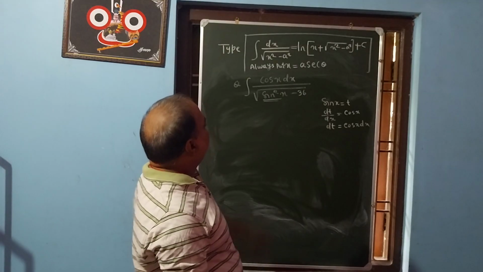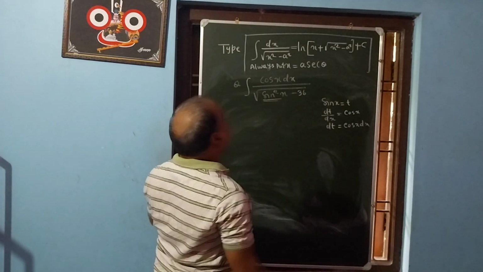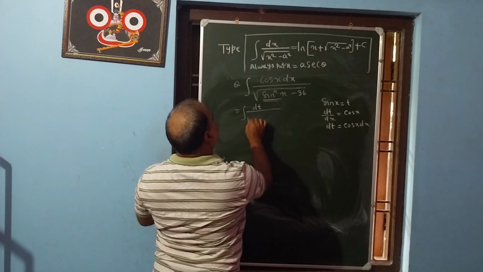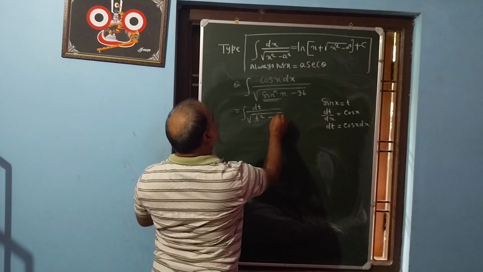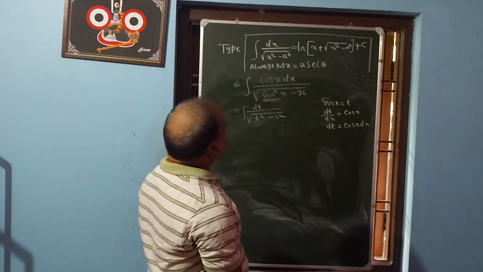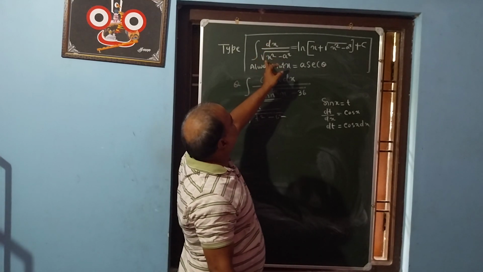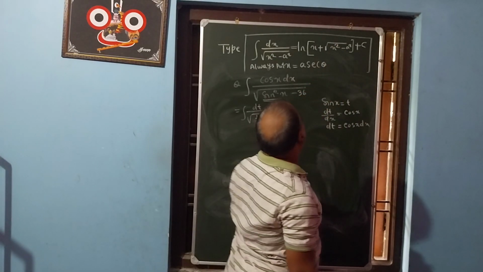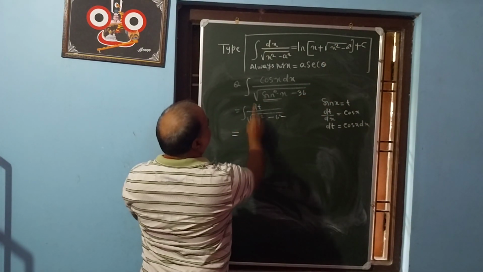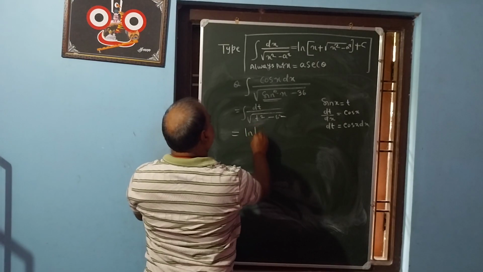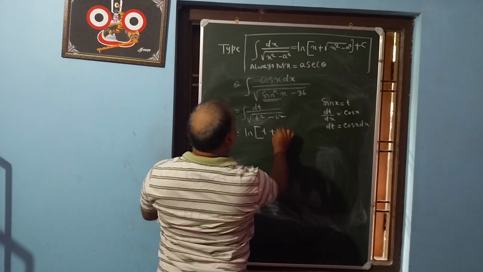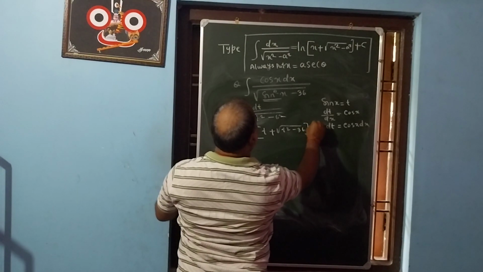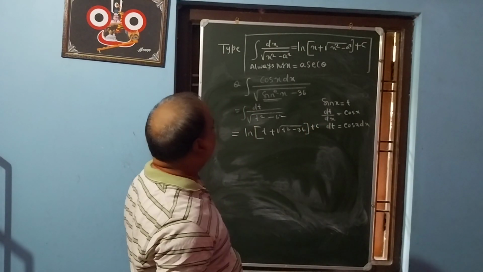Okay. So now in place of cos x dx, we have to put dt. So here it is dt over square root of t square minus 6 square. Applying that formula, dx upon square root of x square minus a square is ln of x plus square root of x square minus a square. So we get ln of t plus square root of t square minus 36, plus c. So this is the answer.